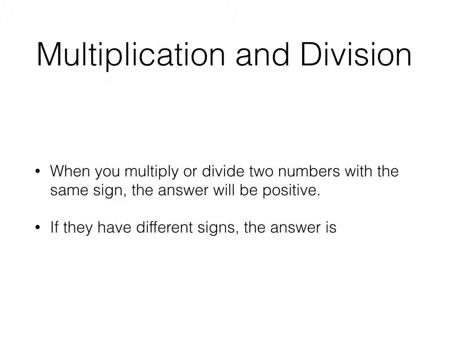Humor me. Okay, anyway, when you multiply or divide two numbers with the same sign, the answer will always be positive. When you multiply or divide two numbers with the opposite signs or different signs, the answer will always be negative. I'm not even going to do any examples on this page, although I do want you to think a little bit about the concept, okay?